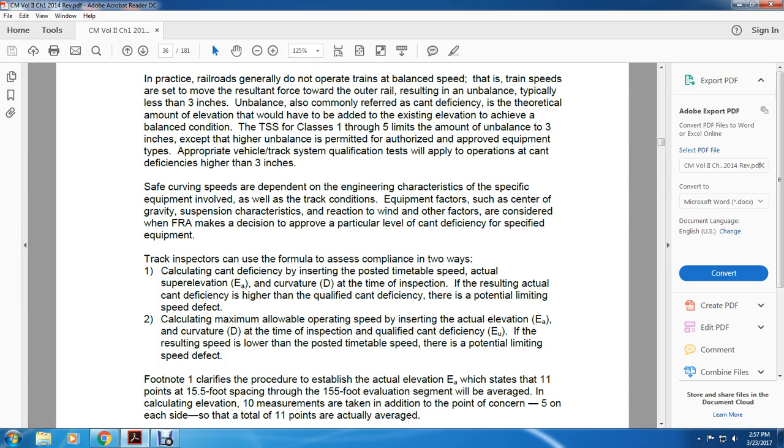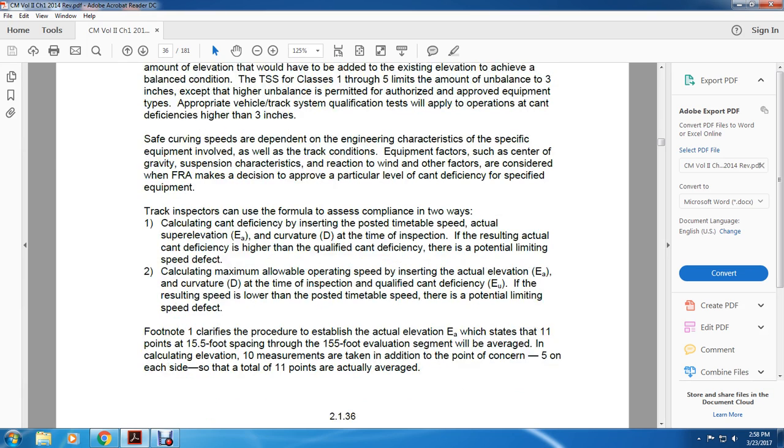inserting the posted timetable speed, the actual superelevation, and the curvature D at the time of inspection. If the result, the actual cant deficiency, is higher than the qualified cant deficiency, there is a potential limiting speed effect.